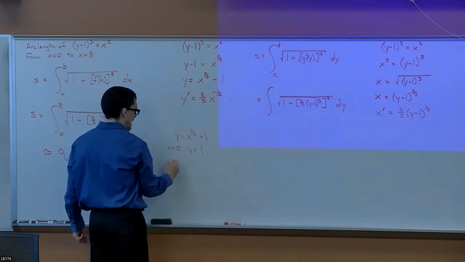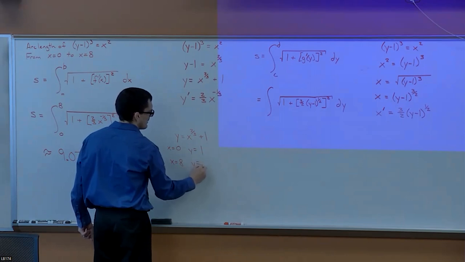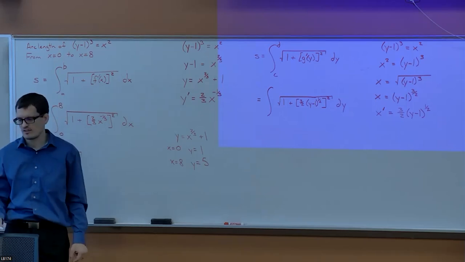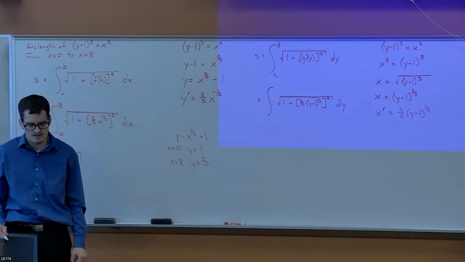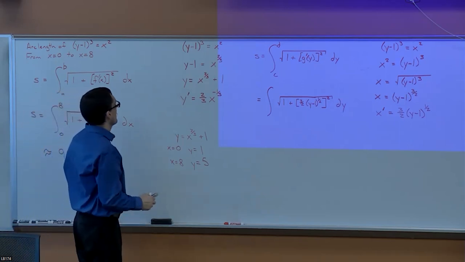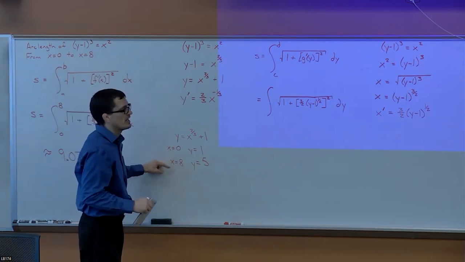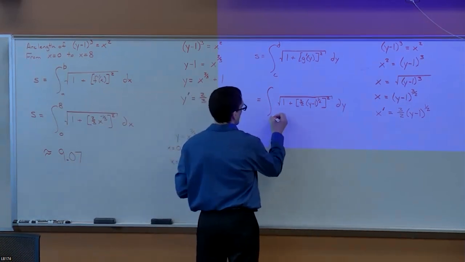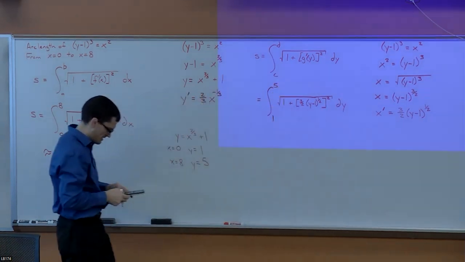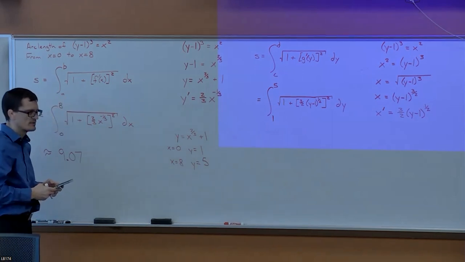And when x is equal to 8, y is equal to 5. Again, just plug it in and see what you get. And so integrating from x values of 0 to 8 is integrating from y values of 1 to 5. Does that make sense?